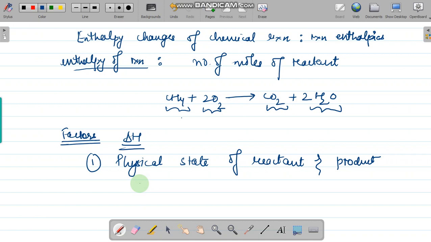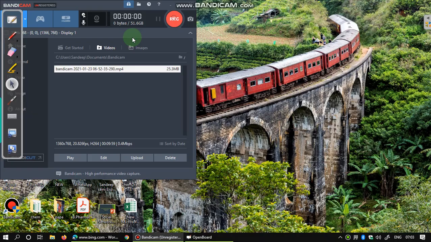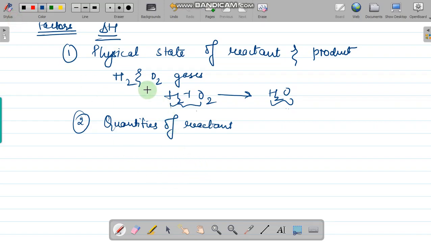Now, when we talk about the physical state of reactant and product, your delta H of a reaction depends on it. For example, suppose hydrogen and oxygen are both present in the gaseous state. When they combine with each other, they give rise to H2O, which is in the liquid state. As there is a change in the state, the enthalpy of the reaction is going to be different than when they combine to form gaseous water.